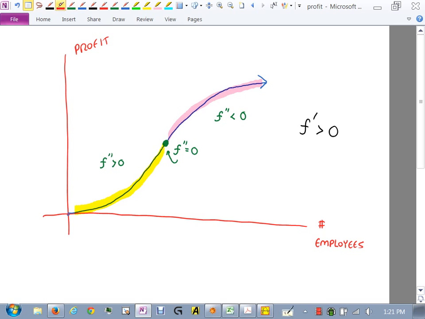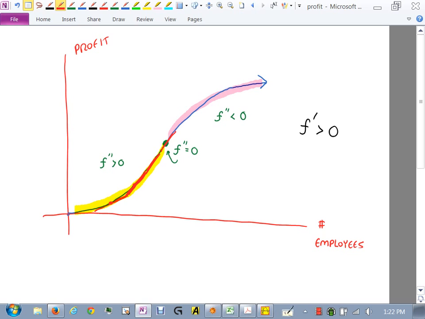So let me start back when we only had a few employees. Let's look at the slope of the tangent line here. We already know it's positive, don't we? Yes? We're making money, right? Profit. Making money. I add a few more employees. Am I making money still? Yeah, but I'm making money at an even faster rate, aren't I? Yes? And as I move on, it looks like I'm making money at an even faster rate.